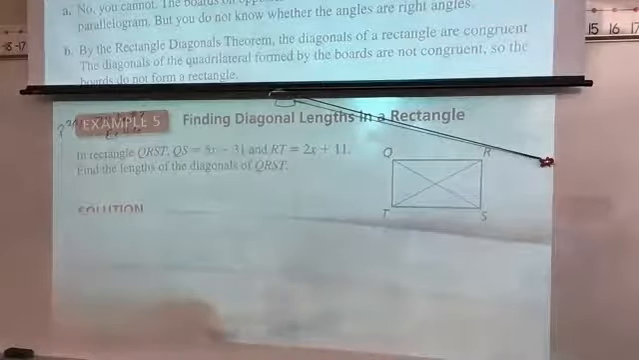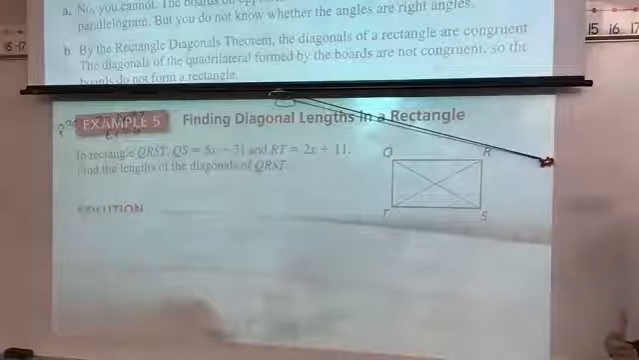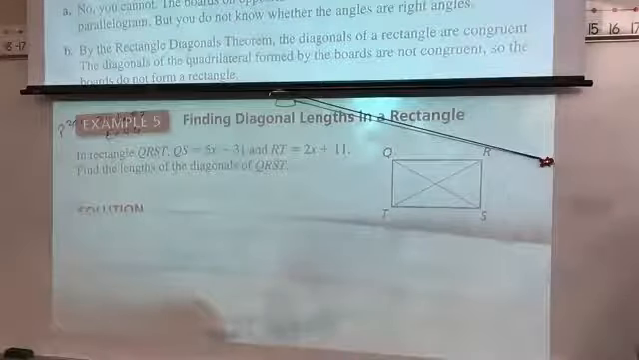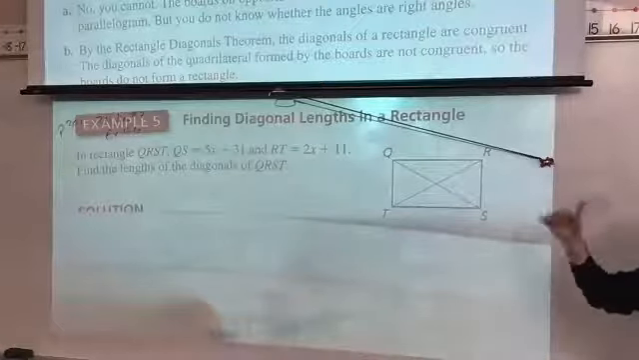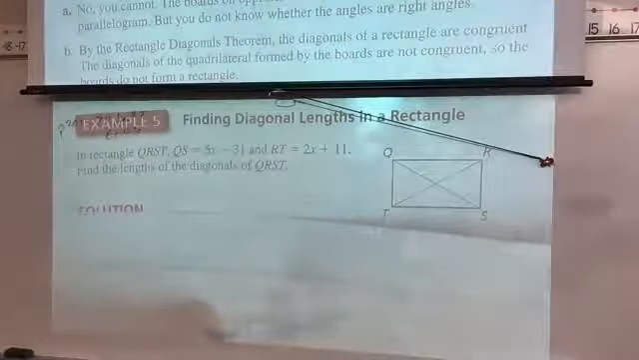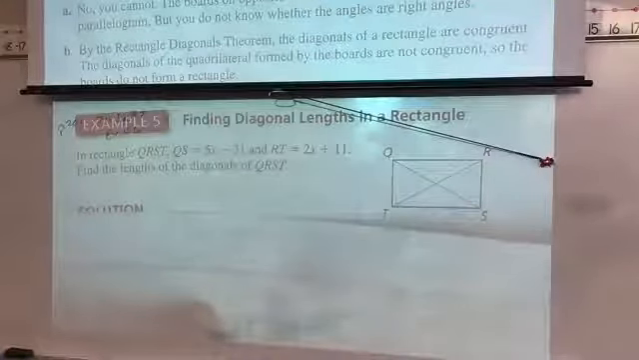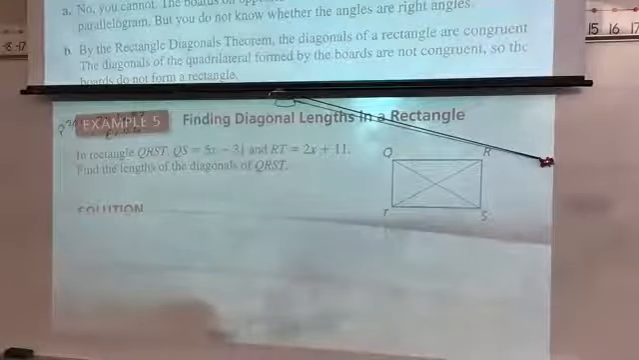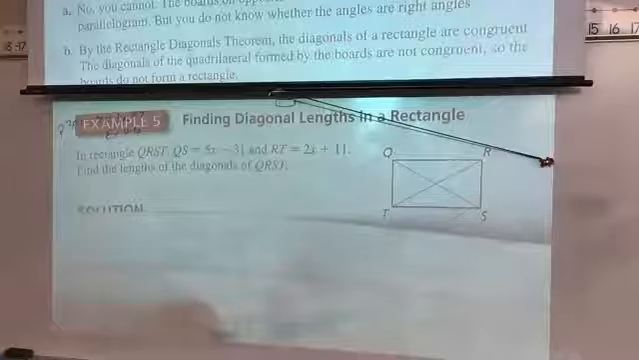Regina, what do we end up getting here? 39. So they give us the two lengths of the diagonals. We know that a rectangle's diagonals are congruent. Set them equal to each other. Solve for x. Just make sure you remember what they're asking for. They're not asking for x here. They're asking for the lengths. So we got to plug it back in. There we go, 39. All right.